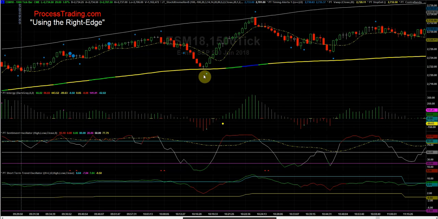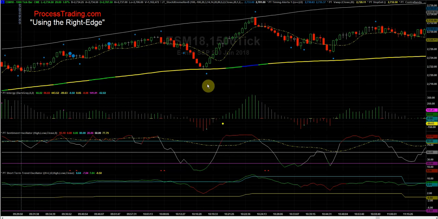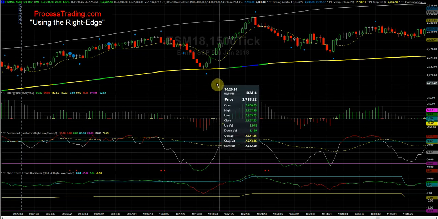The way that we have the yellow VWAP, we have a timing alert dot below the price bar. And so now the trade management technique tells us to look at the high of this bar and place our trade 2 points above that. So what is the high of this bar? The high of this bar is 27.23. So we're going to get in at 27.25.